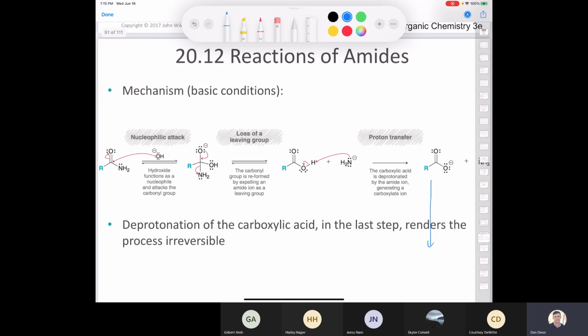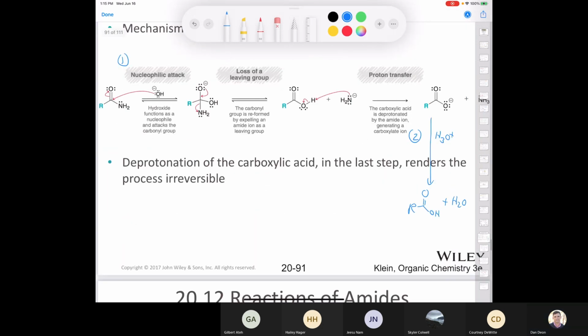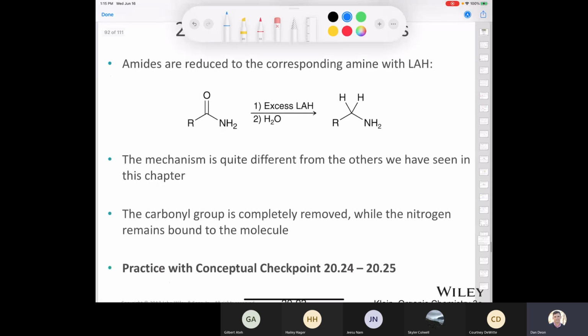You're going to treat this. So this was the first step. Then in the second step, you treat it with H3O+, and you end up with your carboxylic acid plus water, like that. There you go. All right. Nothing to it. Let's see some other interesting reactions.